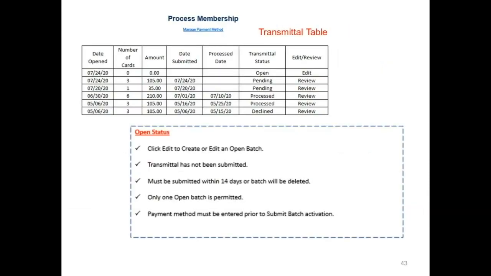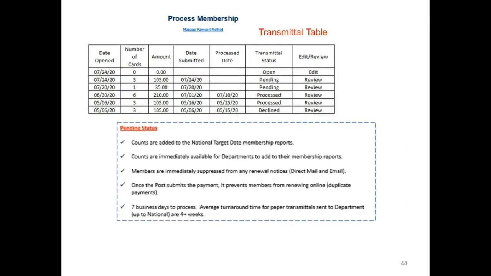Batches with an open status indicate the batch has not been submitted. Open batches must be submitted within 14 days or they will be deleted. This eliminates duplicate renewals. Pending members are added to National's target date reports and are immediately available to departments to add to their membership reports.